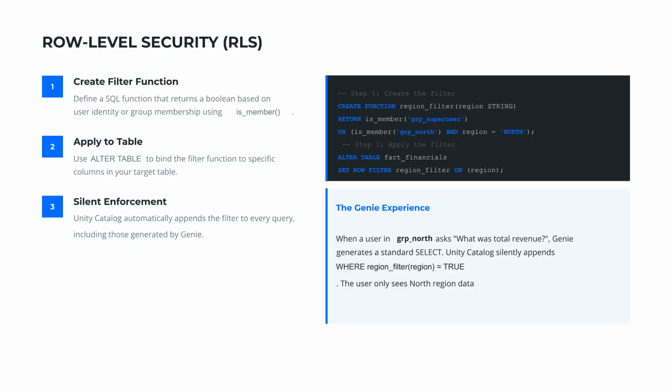Then watch the magic. When a user in grp_north asks Genie, what was total revenue? Genie generates a normal select, but Unity Catalog silently injects the where clause so they only see North region data. They never know filtering happened. It just feels like the data is perfectly complete for them. That's enterprise security done right.